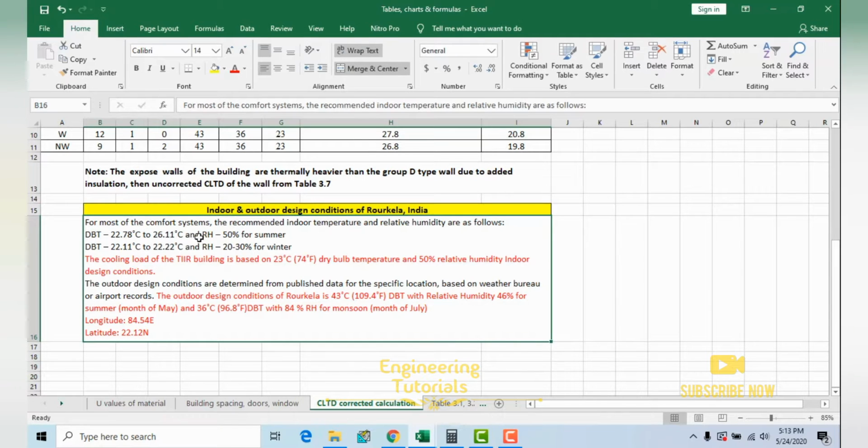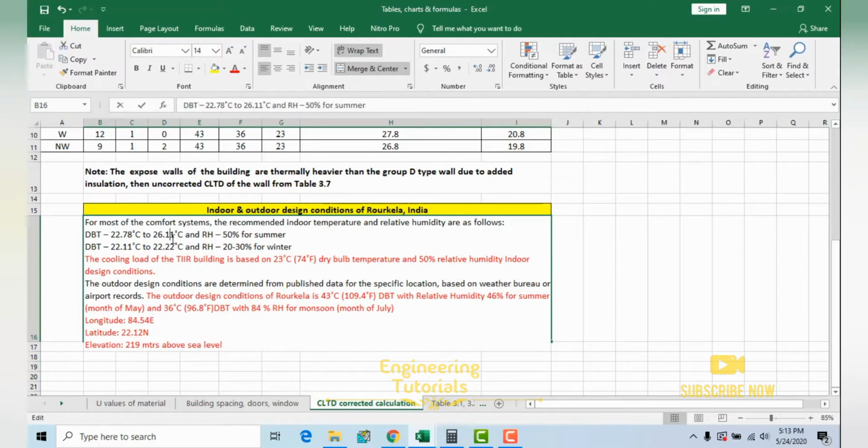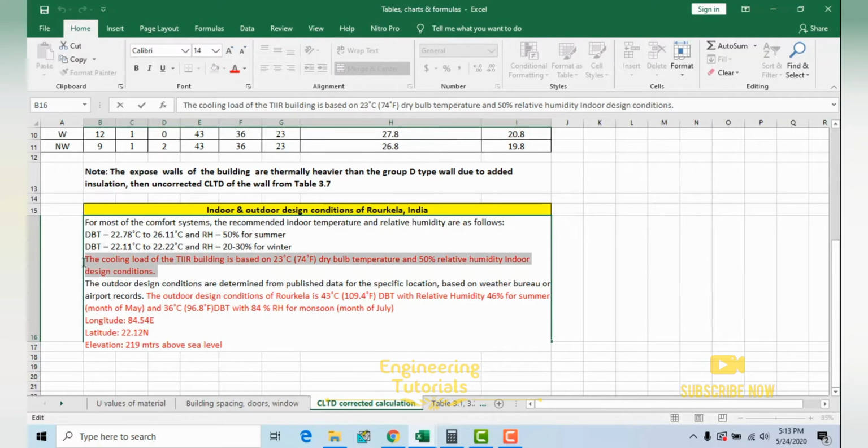So we know that for the most comfort condition, recommended indoor temperature is 22.78 to 26.11 for summer with 50% relative humidity. And for winter conditions, recommended temperature is 22.1 to 22.22 with relative humidity 20 to 30%. So the temperature which we have selected for this TIR building is based on 23 degrees Celsius, that is 74 degrees Fahrenheit dry bulb, and 50% relative humidity indoor design conditions for this building. This is the selected indoor design condition.